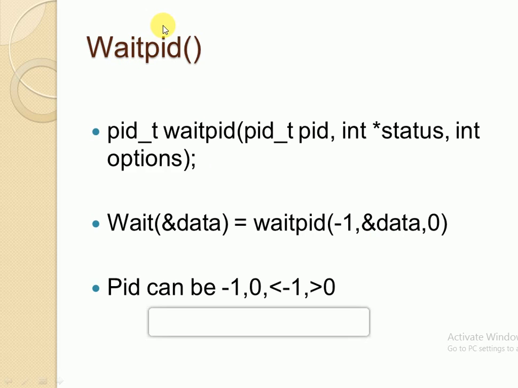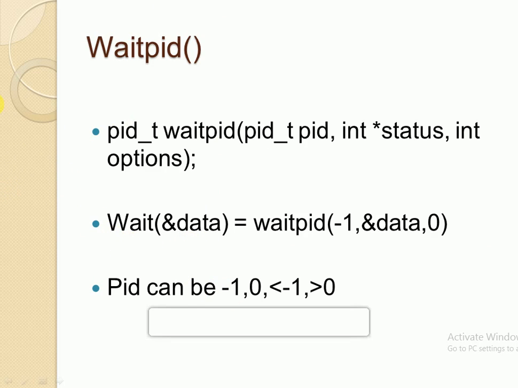So waitpid. The waitpid system call will suspend the execution of the current process until one of its children terminates. The call wait(&status) is equivalent to waitpid(-1, &status, 0). This is the syntax for waitpid, and the PID return values.